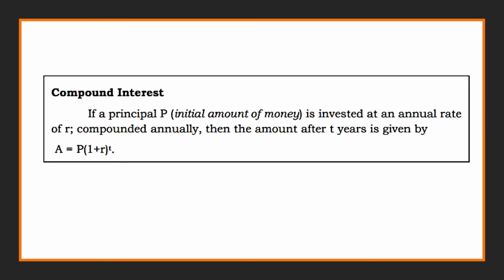Now, pagdating naman sa compound interest, a principal, P, which is the initial amount of money, is invested at an annual rate of R compounded annually. Then, the amount after t years is given by A equals P times the quantity 1 plus R raised to T. So, this is also a representation of an exponential function.